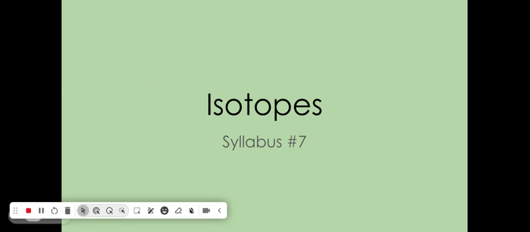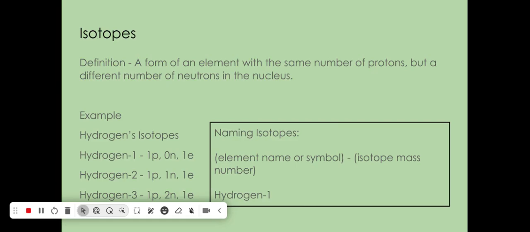Hi, this video will be talking about isotopes, mass number, and atomic mass of atoms. So first is isotopes, which is syllabus number 7. Isotopes are a form of an atom with the same number of protons, but a different number of neutrons in the nucleus. For example, hydrogen has many isotopes.